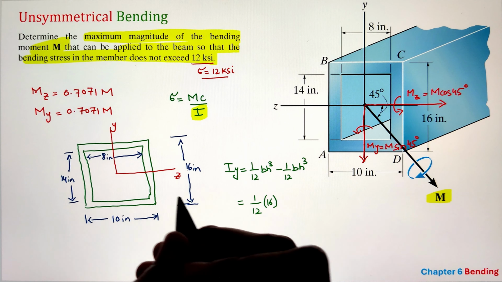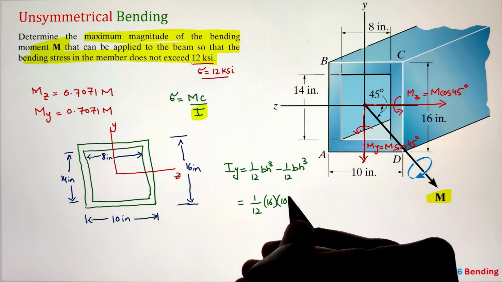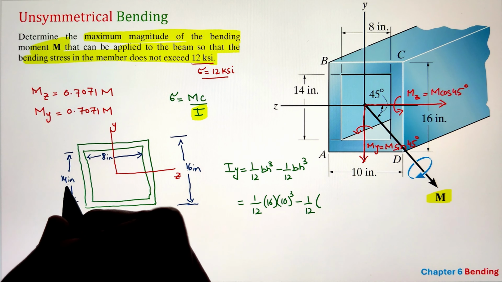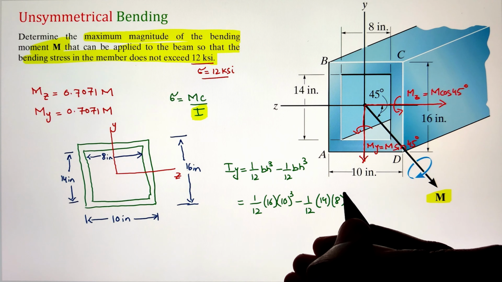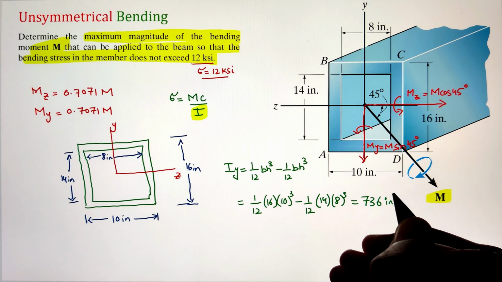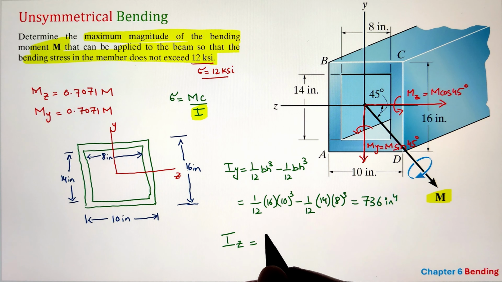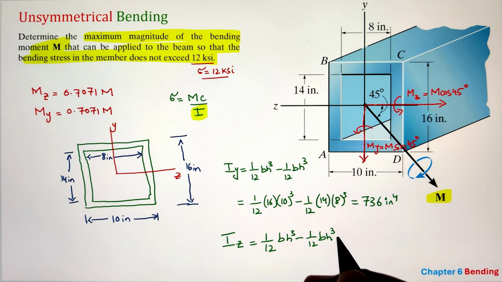Now, once we are calculating Iy, the value of b will be parallel to the y-axis. So for the bigger rectangle, that value is 16, whereas the height h is equal to 10. Similarly, for the smaller rectangle, the value of b will be the one that is parallel to the y-axis, that is 14 times 8 cubed. Simplifying, we get the value of Iy equals 736 inch raised to power 4.